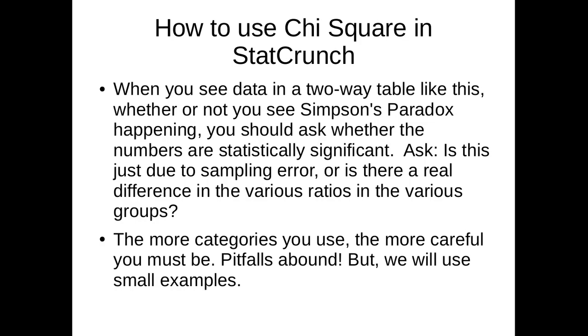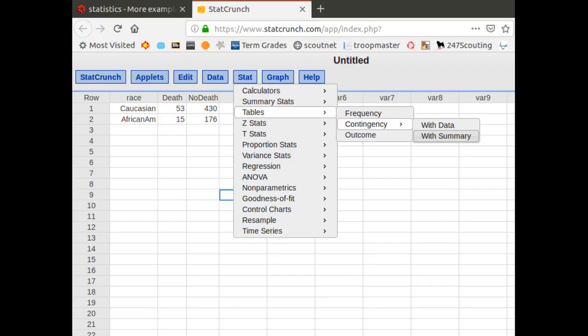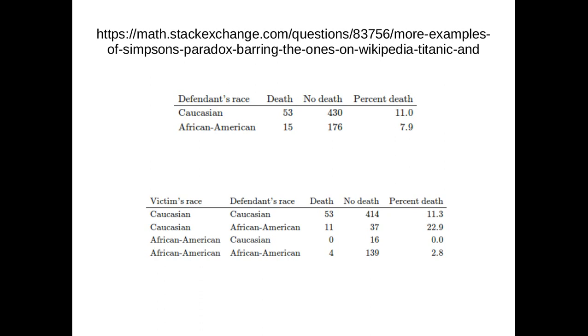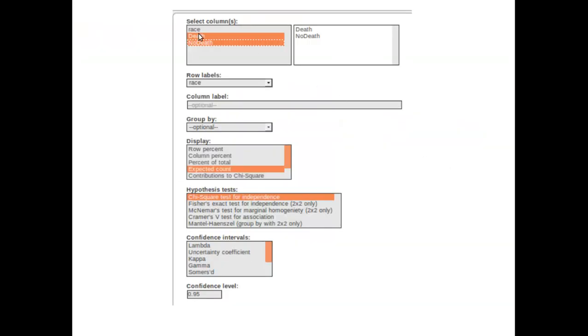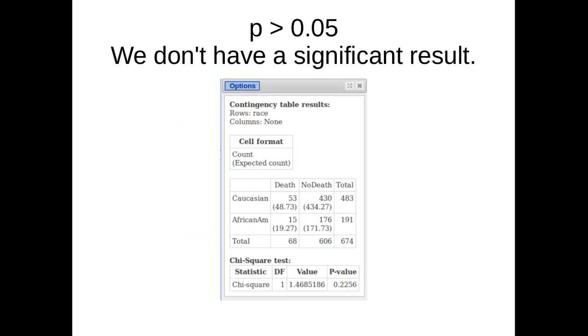So we will use small samples. Now, if we go back to this box over here, we have 53, 430, 15, 176. We're going to copy these down, and we're going to go in StatCrunch, we go Stat, Tables, Contingency, with Summary, and then we select the columns we want, the row, etc. You can just follow the instructions here on these slides, but the point is we get this result from StatCrunch, and what StatCrunch does is it echoes back the numbers we gave. It does the row total and the column totals, and it also gives you the expected count because I asked for it. Okay, so the expected count you can see is actually not that different.